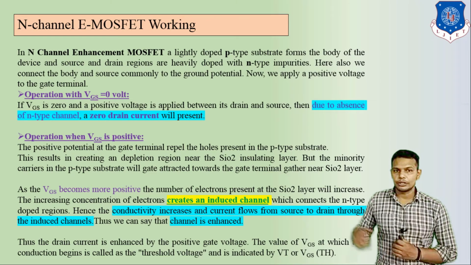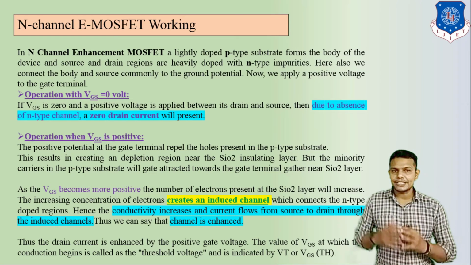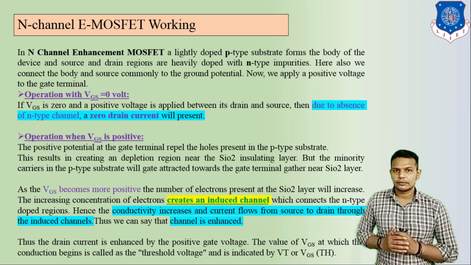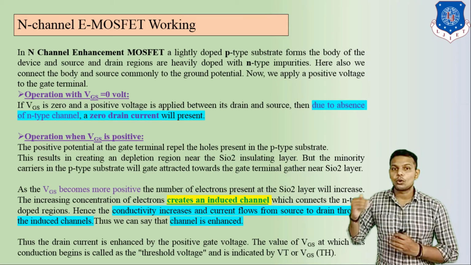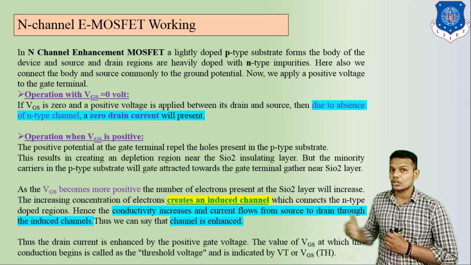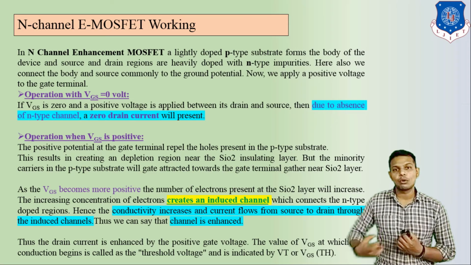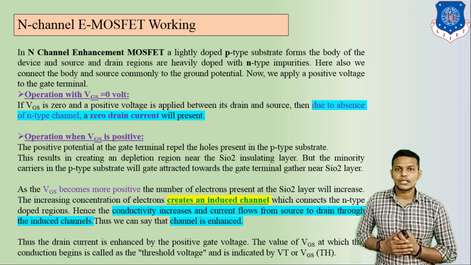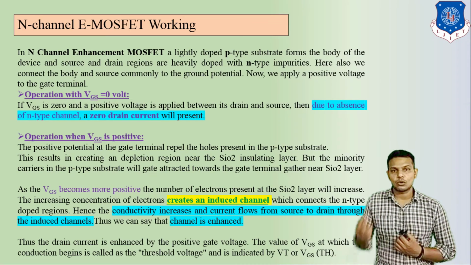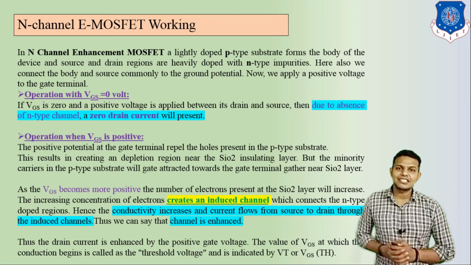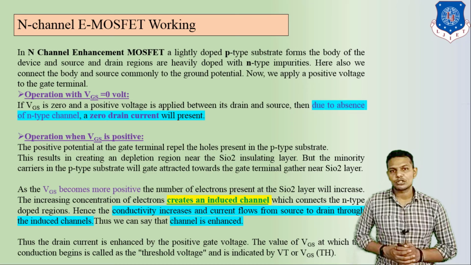By positive gate voltage, the voltage of VGS at which conduction begins is called the threshold voltage. That's why it is also known as VTH, because we increase VGS more and more on the positive side. That's why it is known as threshold voltage VTH. So this is the working principle of N-channel E-MOSFET.